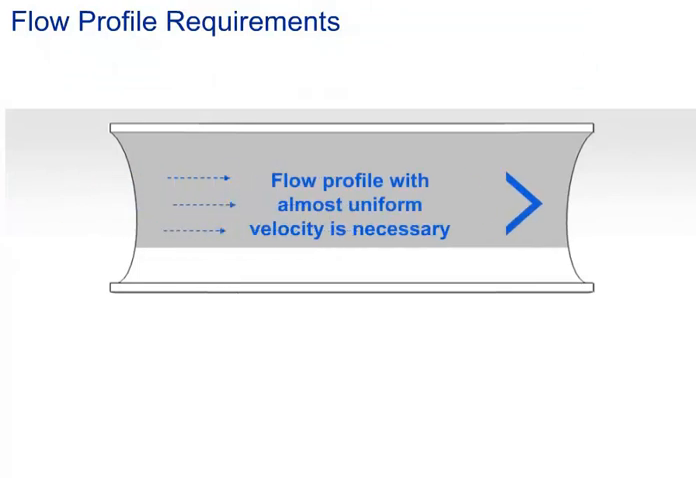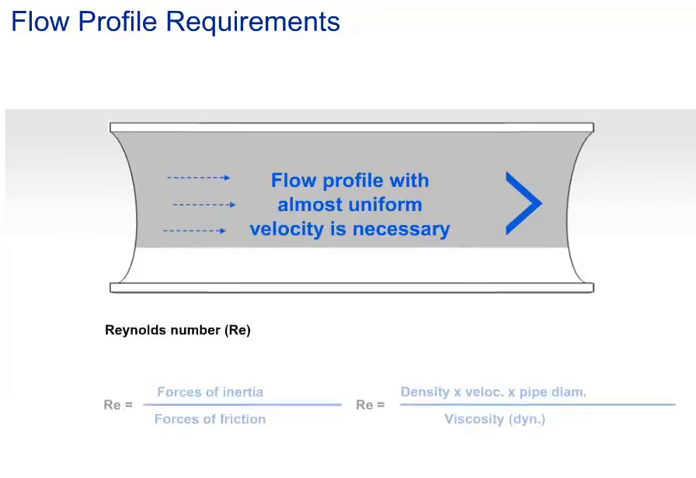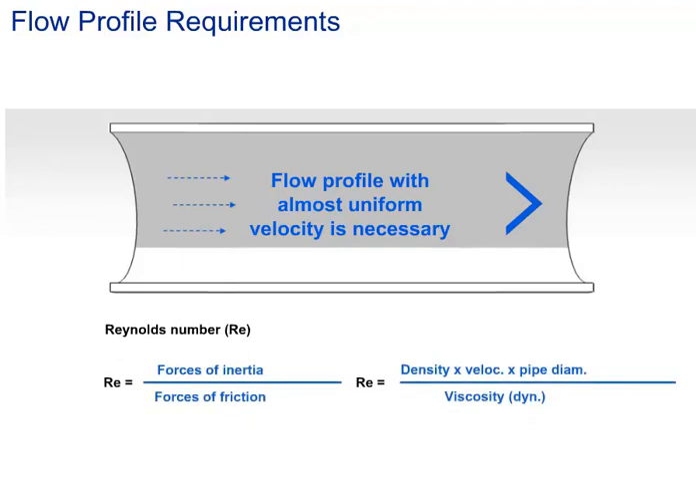In order to measure the flow velocity at one point in the line only, and to derive an average flow velocity from that one measurement, a certain flow profile with almost uniform velocity is necessary. To achieve this flow profile, 2 conditions must be fulfilled. A minimum Reynolds number is necessary, and the flow profile must not be disturbed by installations which may cause a non-uniform flow velocity in the pipe.